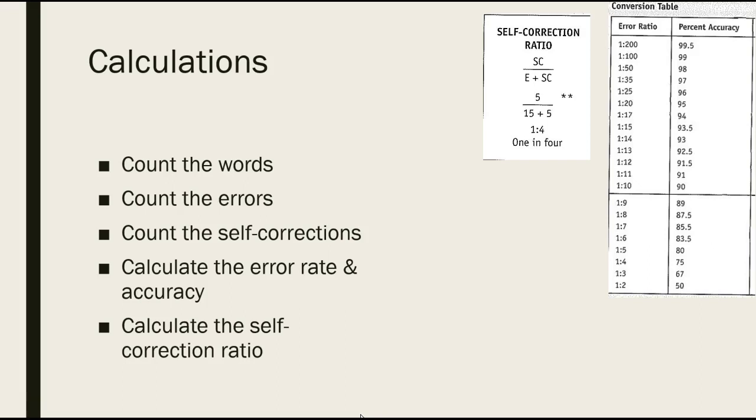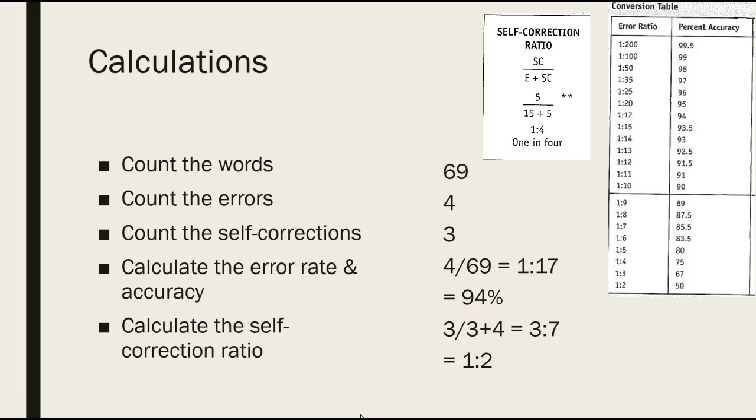Now we need to calculate the self-correction ratio. There were 3 self-corrections, and these become the numerator of our fraction, the top number. We add the self-corrections and the errors together for the denominator. The fraction then is 3 over 7. As a ratio, this is 1 and 2. So for every 2 errors, there was 1 self-correction.